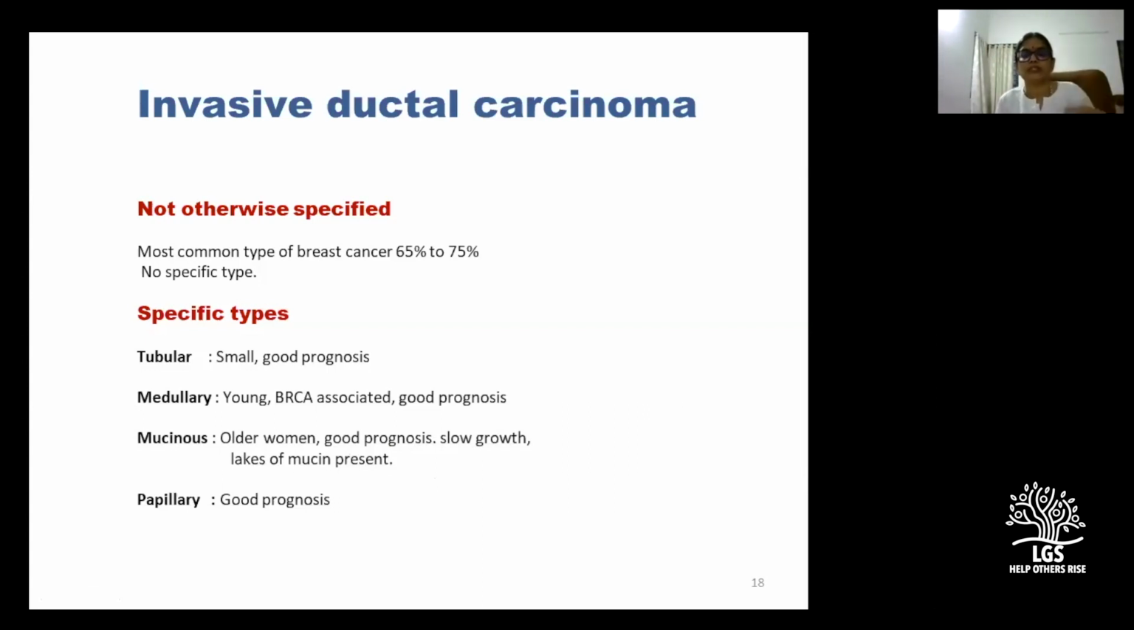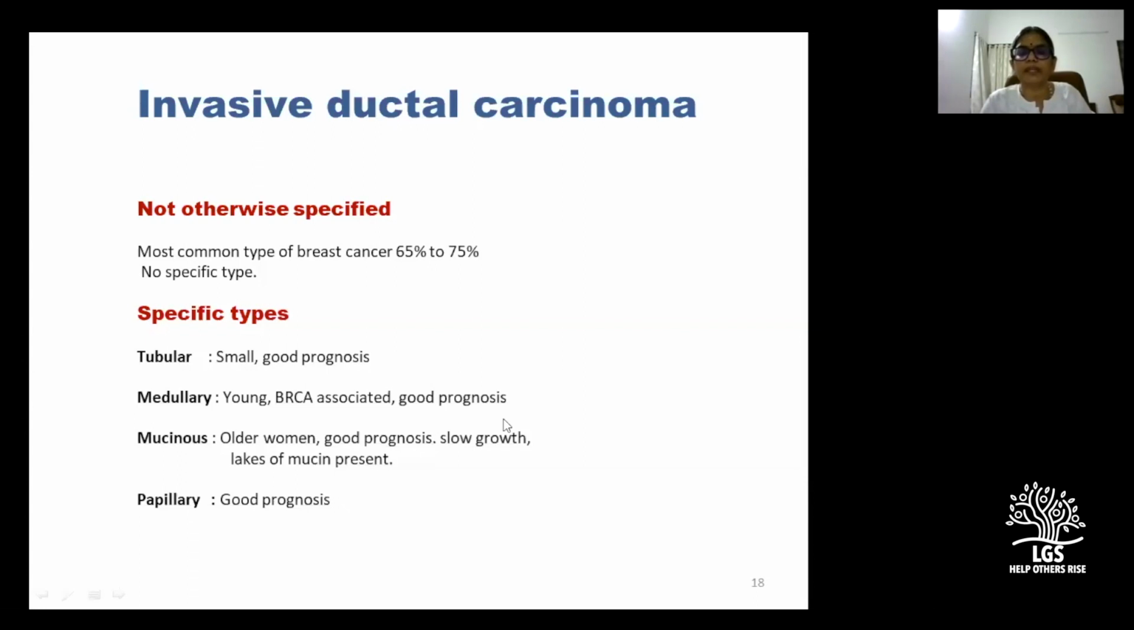So in somebody who's 60 or 70 with even a 6 centimeter or 7 centimeter mucinous cancer, they are usually strongly ER and PR positive and HER2 negative. And if you have a clear mucinous cancer, these are patients in whom you can avoid chemotherapy completely. Don't go by the size criteria that it is 5 or 6 centimeters, and therefore recommend chemotherapy.